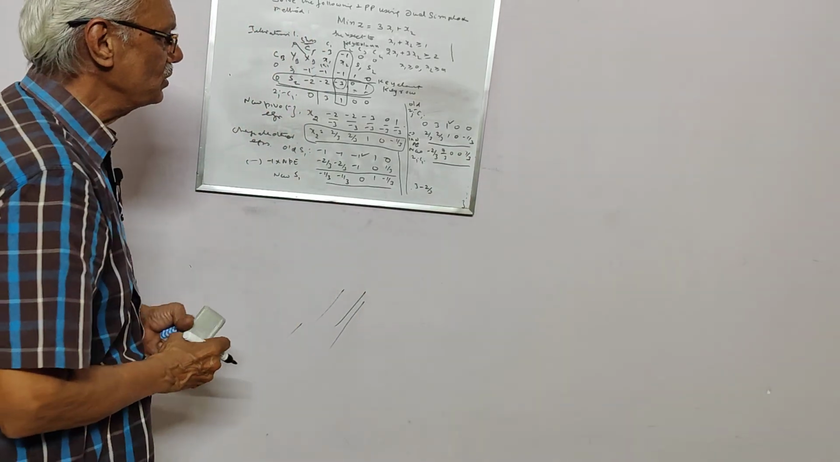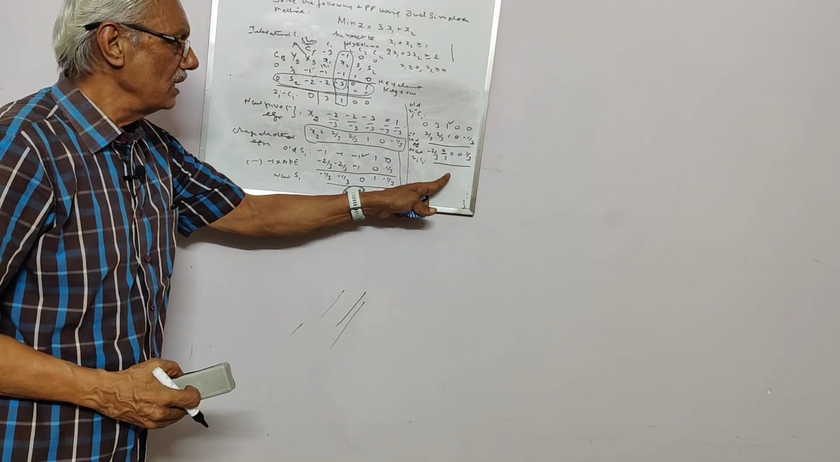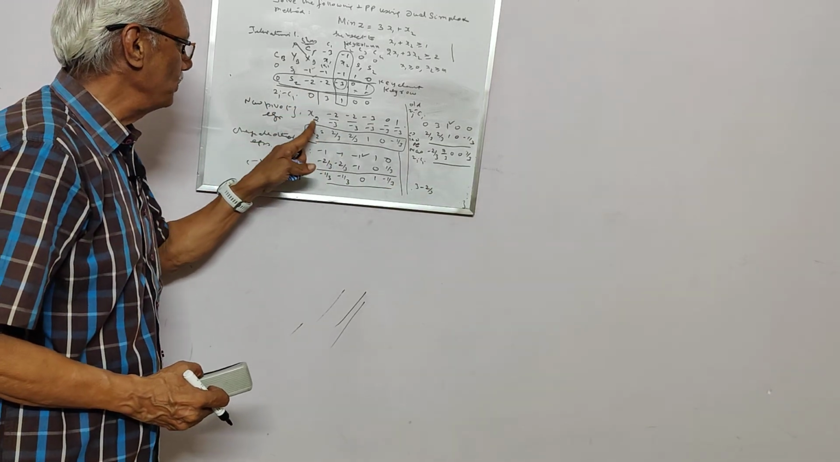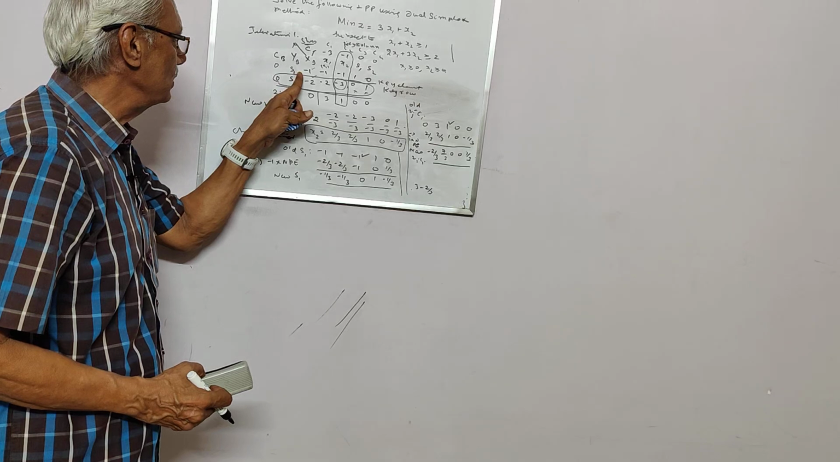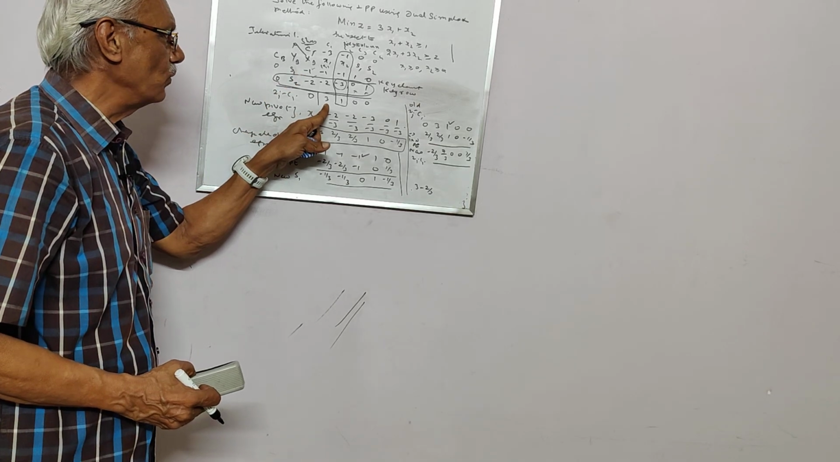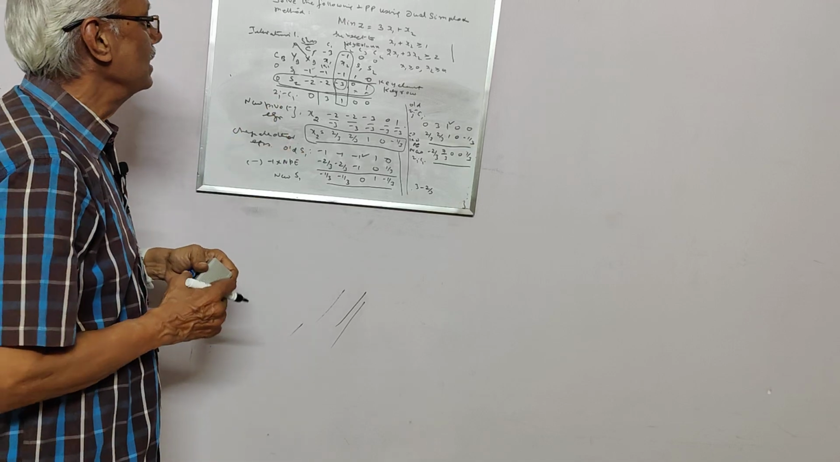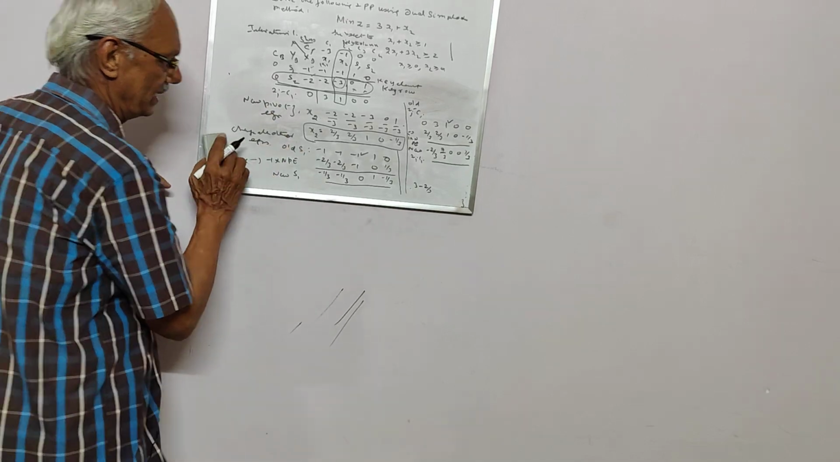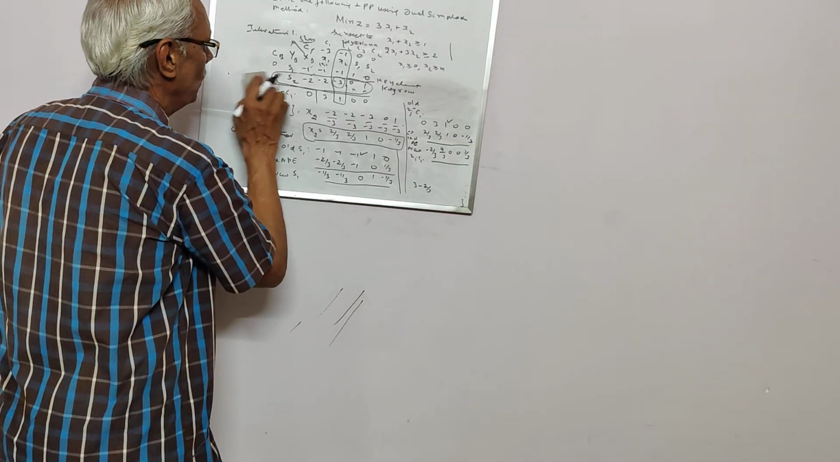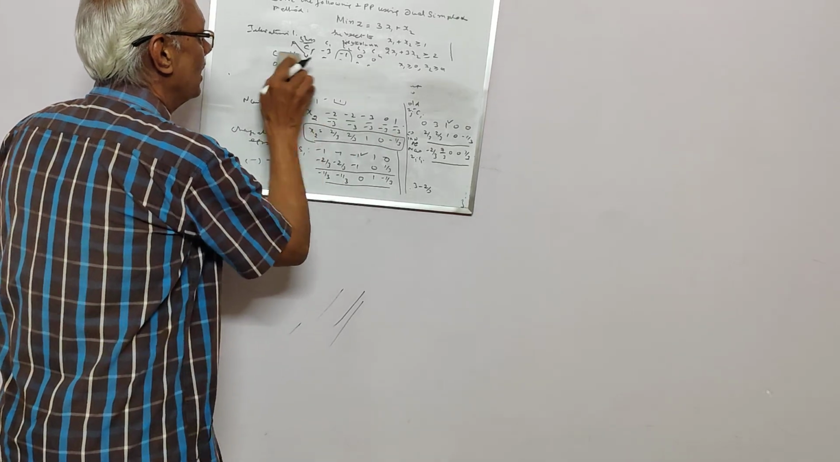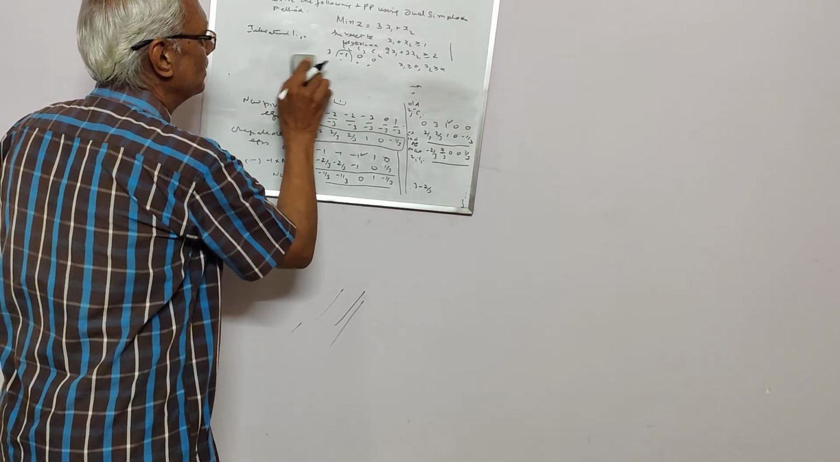Now I have changed all the equations. Here I have found the new pivot equation. I have changed this equation S1, and I have found the new equation for Zj minus Cj. Now the second iteration I can write. What is my second iteration now? So second iteration I'll write here.